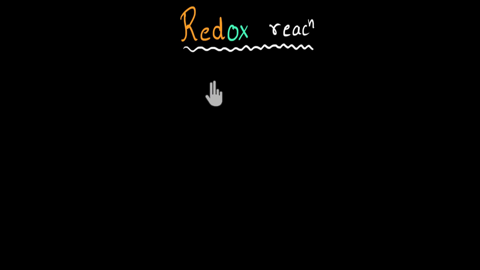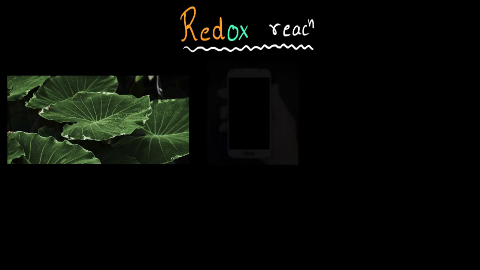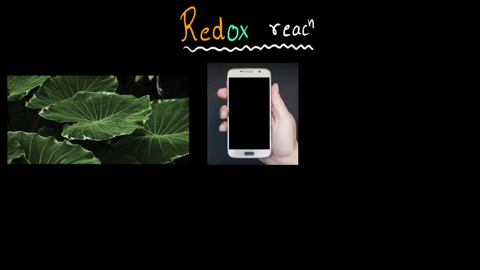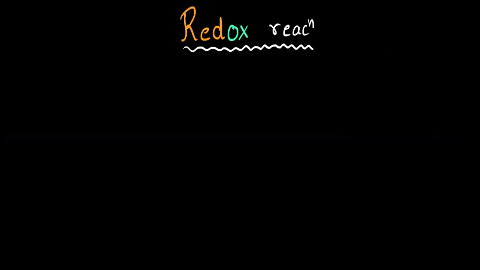In this video, we will be talking about a new type of reaction called redox reaction. And these are very commonly found. Photosynthesis is an example of redox reaction. The chemical reaction that happens within a battery which powers your phone or laptop devices is also an example of redox reaction. In fact, the type of chemical reactions that happen within you to break down sugar and give you energy to run and play is also an example of redox reaction. So let's understand more about these reactions.